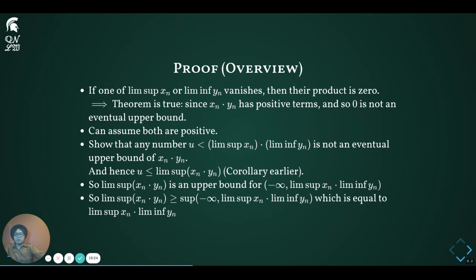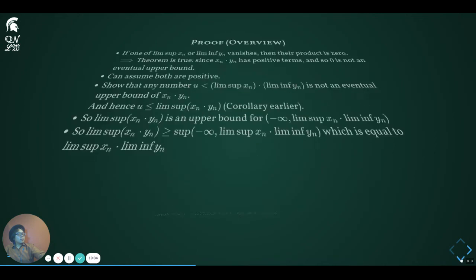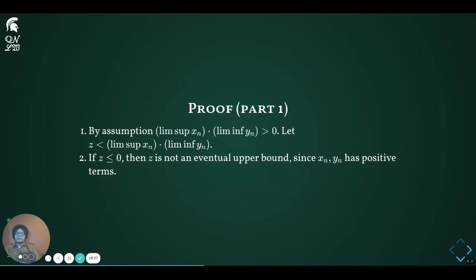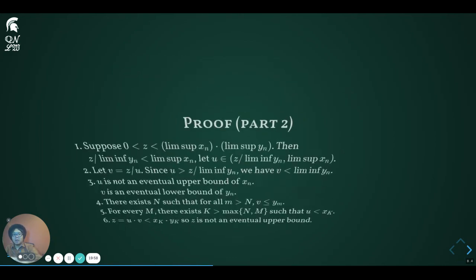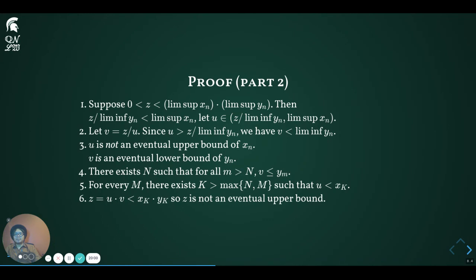So again, our goal is to show that every u less than the product is not an eventual upper bound. When a number z is less than the product of lim sup of x against liminf of y, both of which being positive numbers, this number z has to be either positive or not. We first treat the case when z is non-positive. In this case, since the product sequence has all positive terms, we know that z cannot be an eventual upper bound, so we're done. So we're down to the case where z is positive.